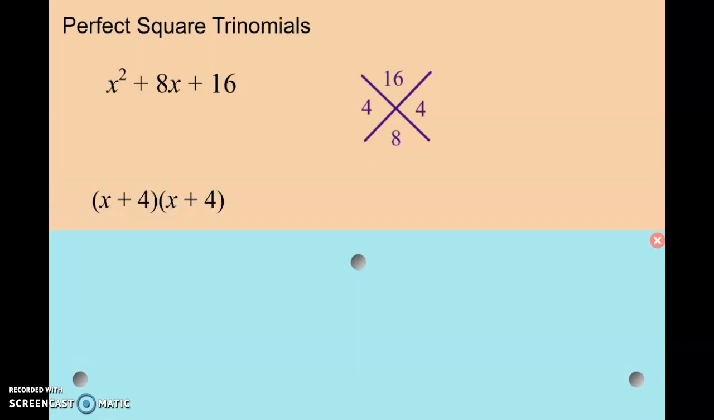Factoring it gives me these two quantities, x plus 4 times x plus 4. But we're not done. And that's because since those two parentheses are the same, we write our final answer as x plus 4, that quantity, squared.